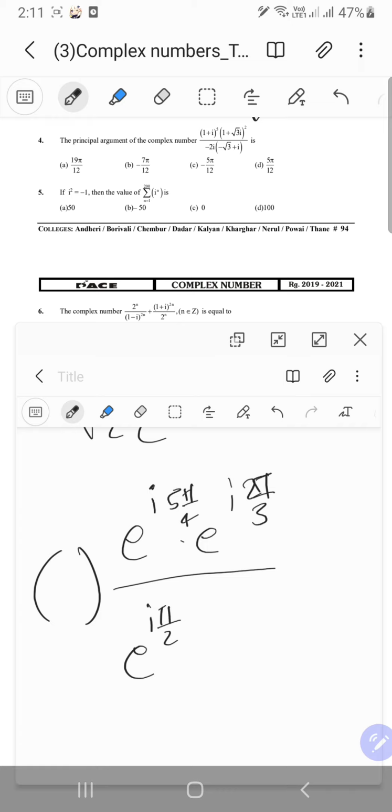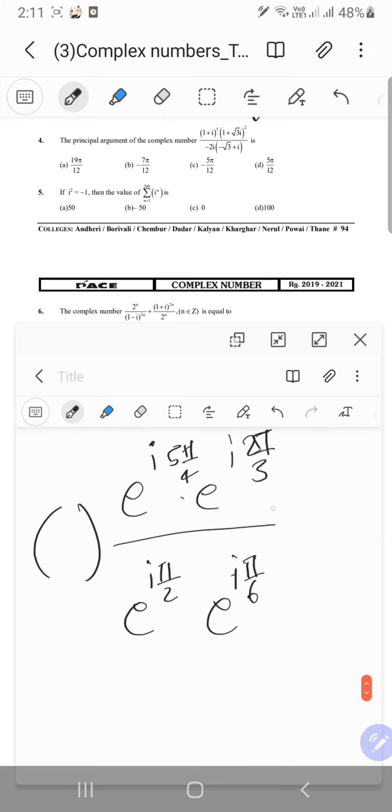So square root of 3 and minus 1, square root of 3 by 2 and minus 1 by 2. So that is when sine is negative 1 by 2. So it's going to be negative 30 degrees, negative pi by 6. So e to the power of iota pi by 6. Yeah, that makes sense. Okay, so it's going to be e to the power of iota 5 pi by 4 plus 2 pi by 3 minus pi by 2 minus pi by 6.